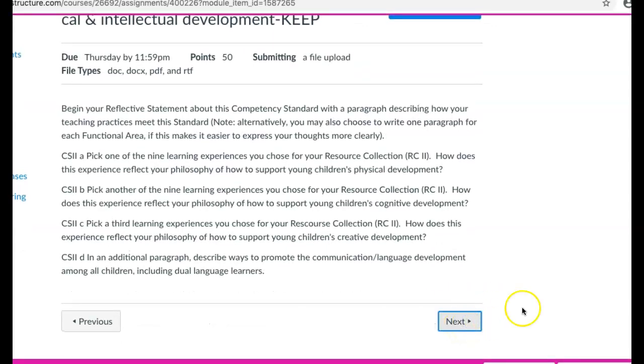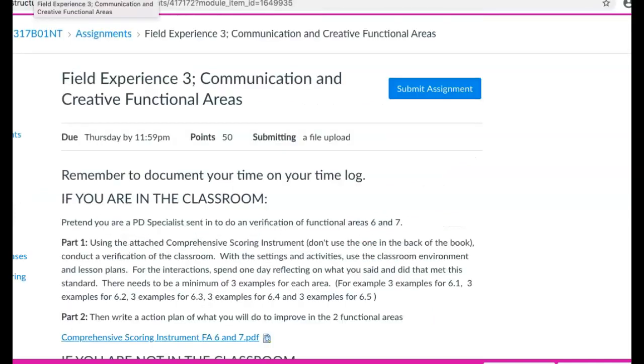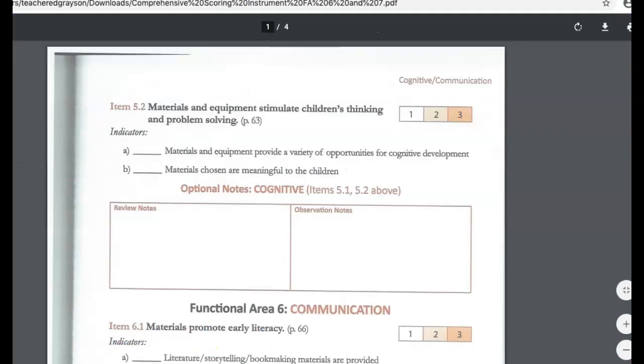Next is going to be your field experience 3. In the last field experience, you looked at physical and cognitive to assess your rooms. For this field experience, you're going to go in and assess by the other 2. Field experience 3, where you're going to be looking at communication and creative skills. So what I did was, here is the comprehensive scoring guide for functional areas 6 and 7.